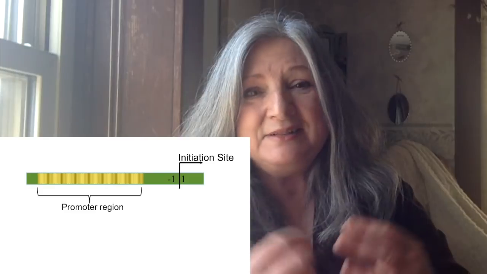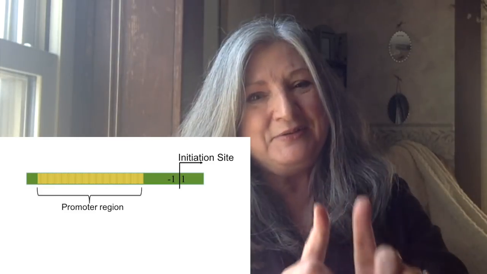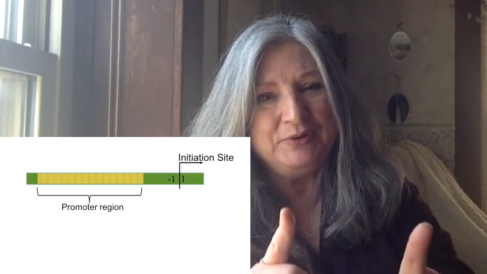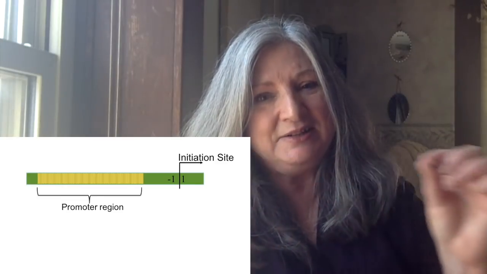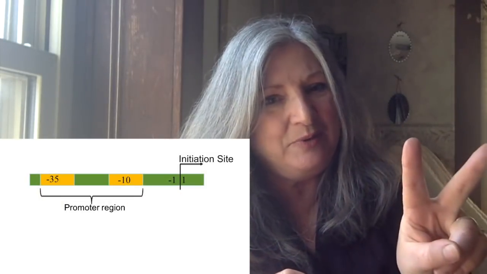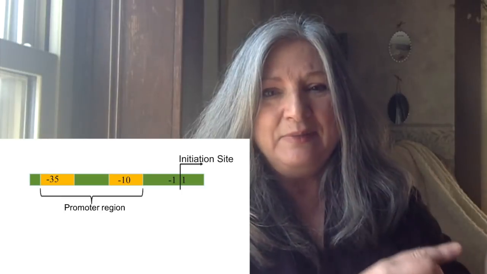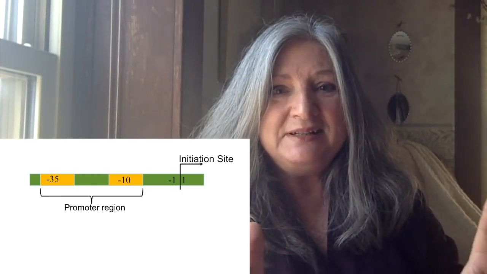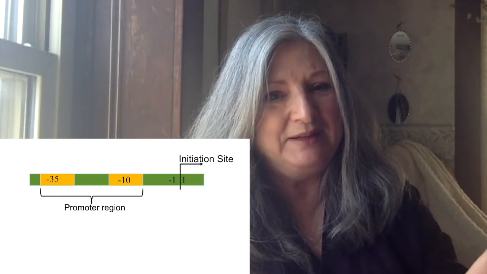So how does sigma know where the beginning of a gene is? How does it know where to go? Well, it goes to a region of the gene called the promoter region. And in bacteria, the promoter region has 2 main parts. It has a -10 and a -35 region. What does that mean? Let's talk about that for a minute.